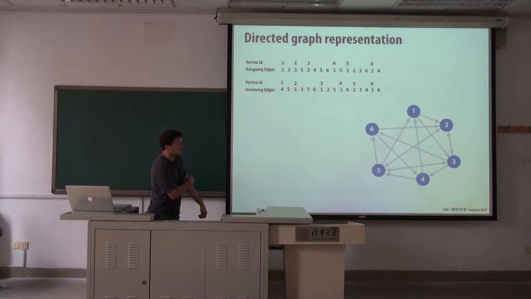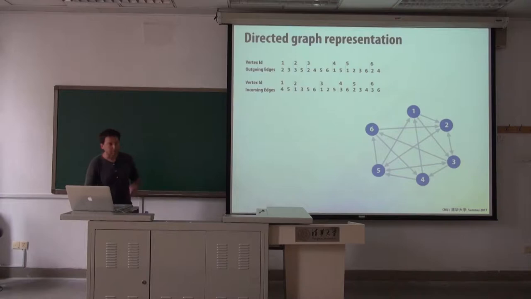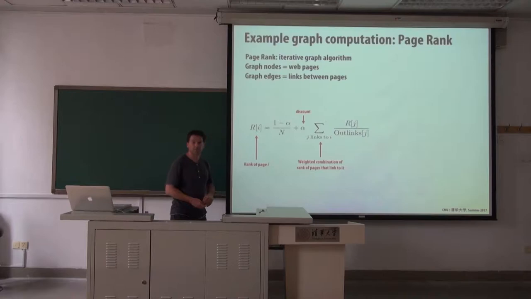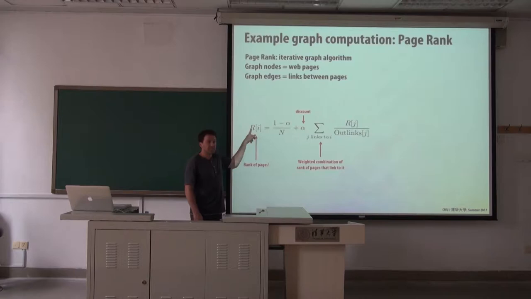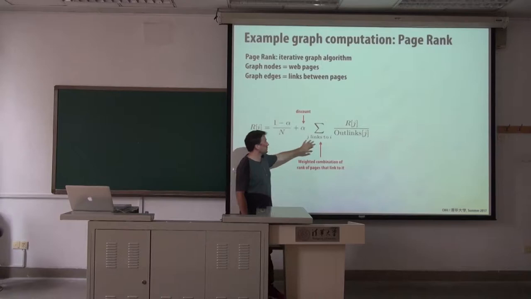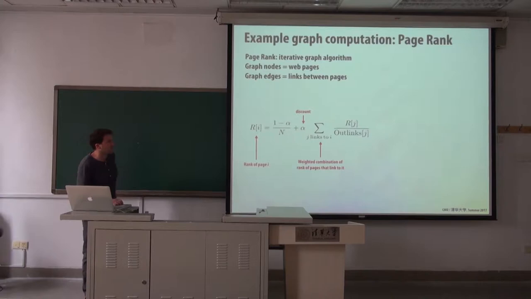I'm glad that you have already seen PageRank, so let's talk about the PageRank algorithm very quickly. For those of you that may not have seen it, PageRank is a very famous algorithm for computing the importance of a node in a directed graph. The goal is to compute the ranking of every node, and I'm going to call the ranking of vertex i, r_i. The ranking r_i is basically the weighted sum of all the rankings of all the nodes that point to i.